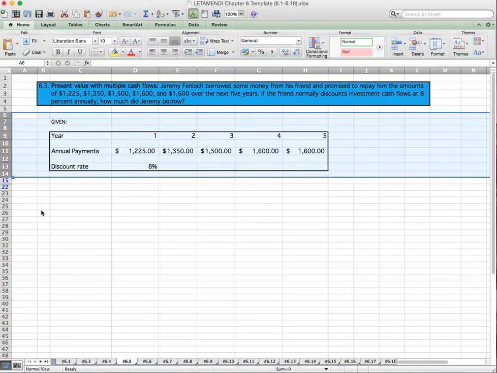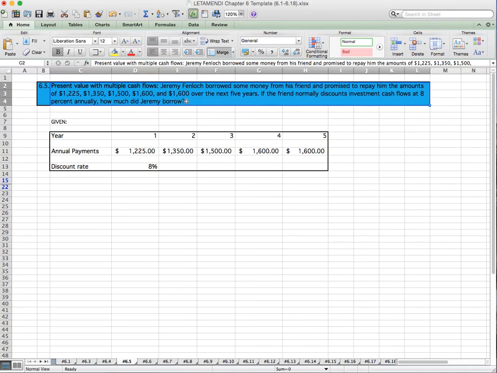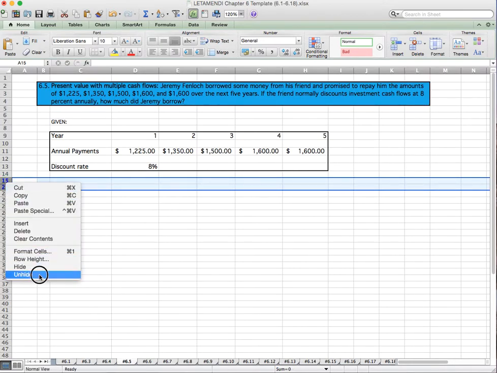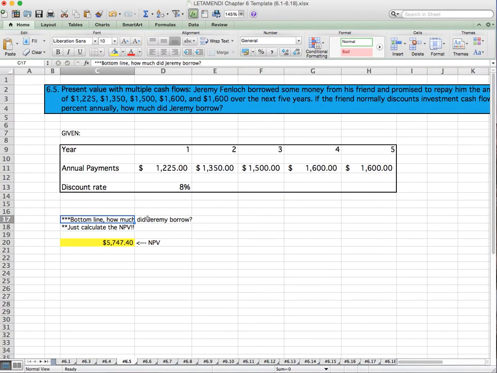So guess what the first step is going to be, is to identify the given. So we have annual payments. First year, we have the 1225, second year, the 1350, third year, the 1500, fourth year, the 1600, and fifth year, the 1600. Okay, 5 years. That's why we have this here. Discount rate 8%. That's what we know from the problem so far. So the bottom line is how much did Jeremy borrow?